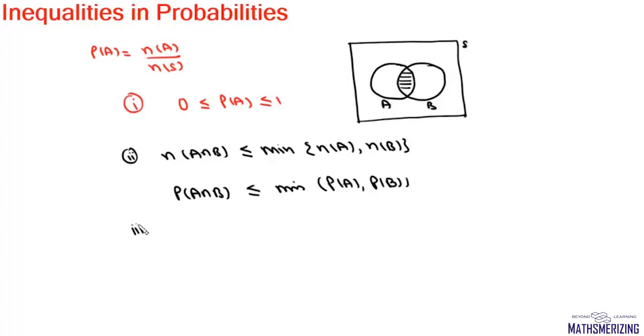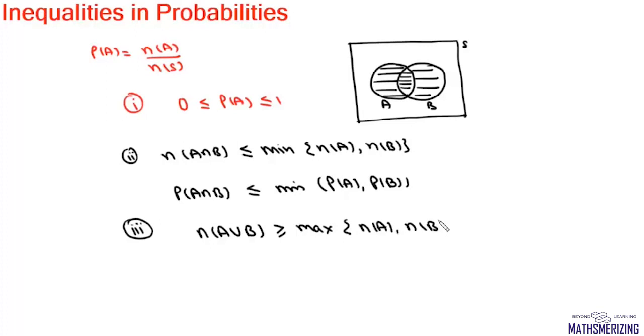Then the same way, if we look at A union B, now A union B is this entire region. Now we know that N(A union B) will always be greater than or equal to both N(A) and N(B). So it will be greater than whichever is greater of these two, the maximum of N(A) and N(B), or we can write that probability of A union B will always be greater than or equal to the maximum of probability of A and probability of B.